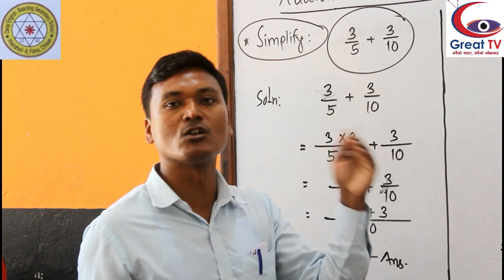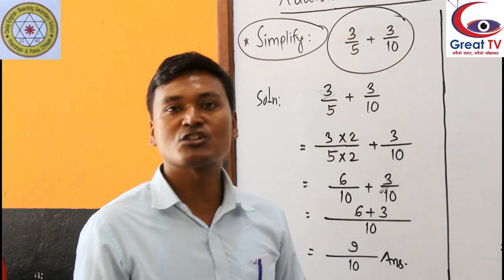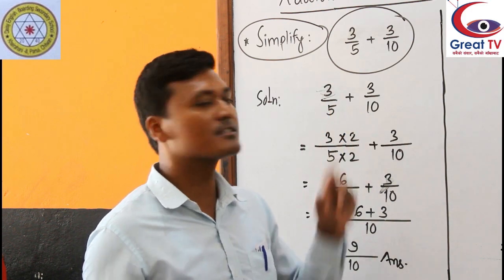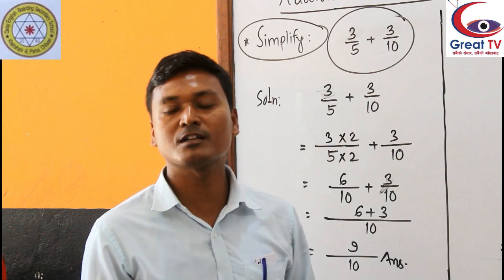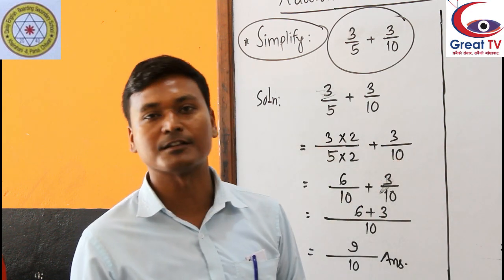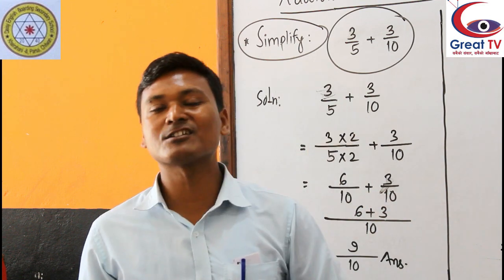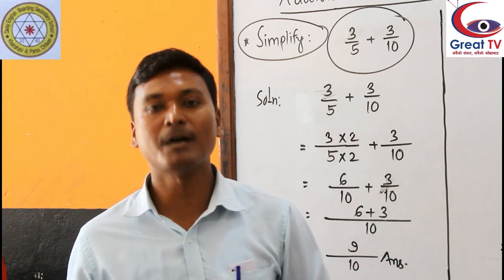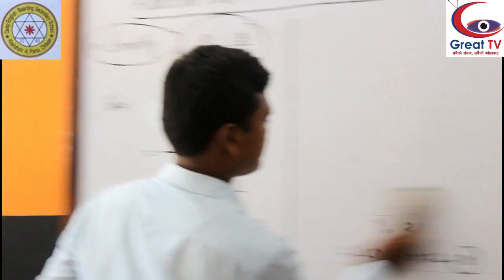Are the denominators same? No. Then to make same denominators, find the LCM of denominators. We have already calculated that it is 10. So make both denominators equal to 10, then simplify. So this is the first method. Let us solve the same problem by the next method.